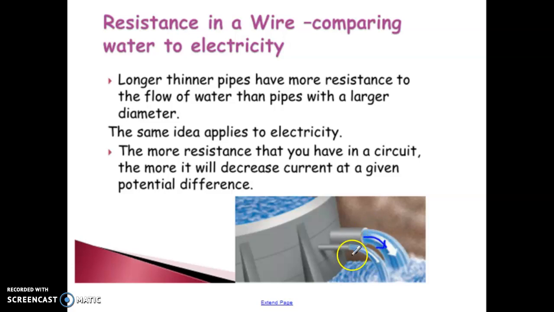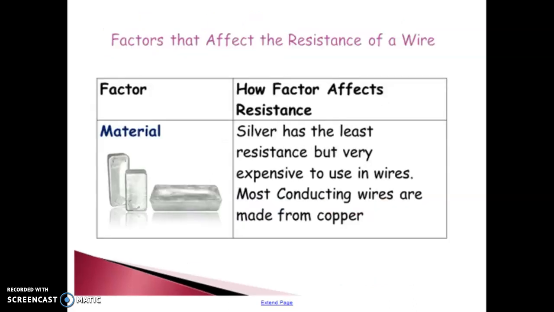Thick wires have different resistance than thin wires. Long wires have different resistance than short wires. So we're going to look at all of the different factors, but I sometimes find that thinking of electrons in a wire the same way as water traveling in a pipe might help you with understanding what's happening here.